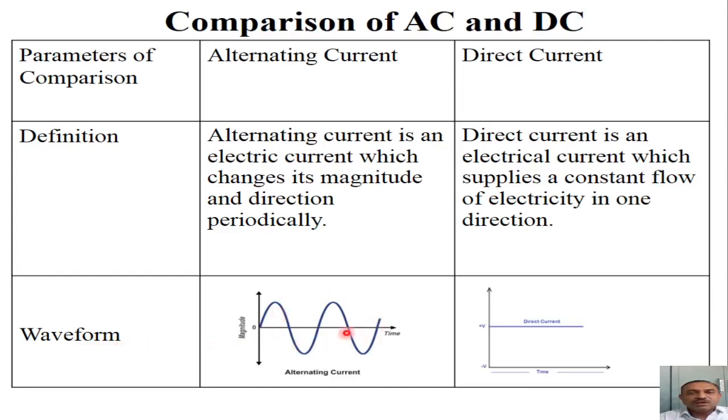which is shown for alternating current as a sine wave. For a direct current, it is a straight line parallel to the x-axis. The x-axis denotes the time and the y-axis denotes the magnitude of voltage or current.